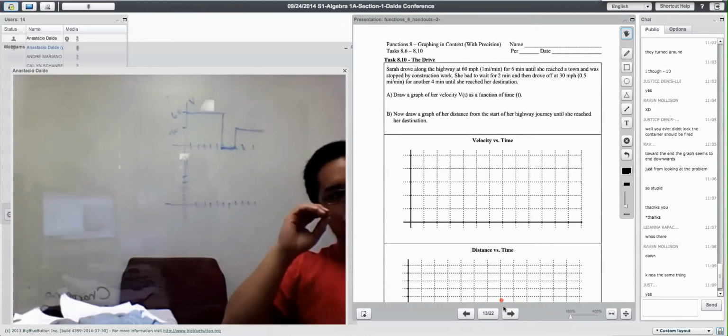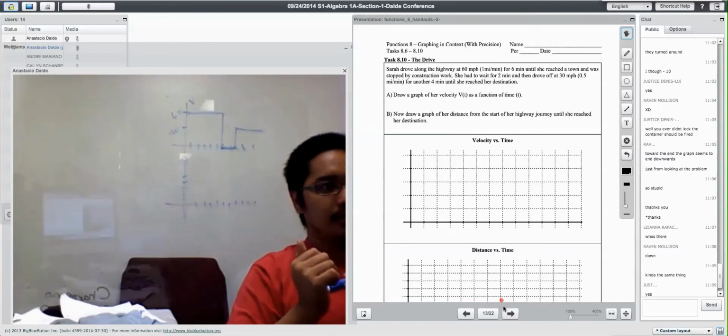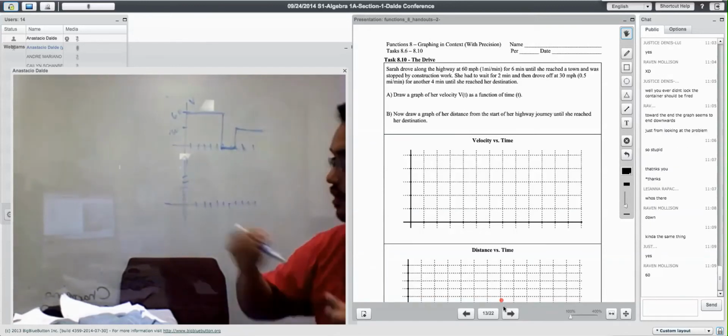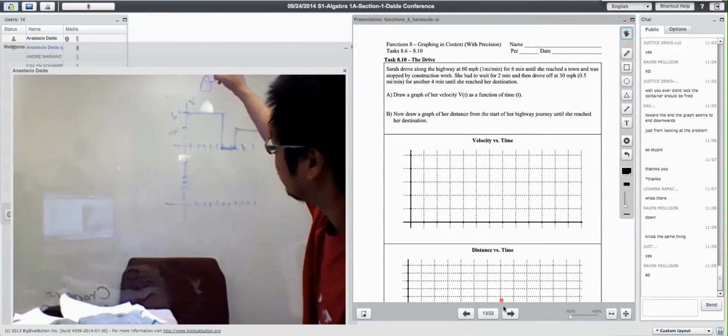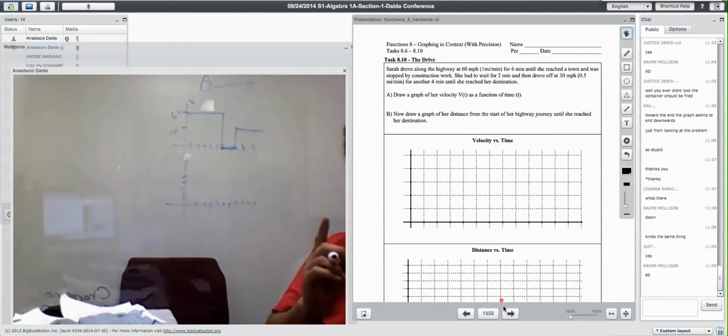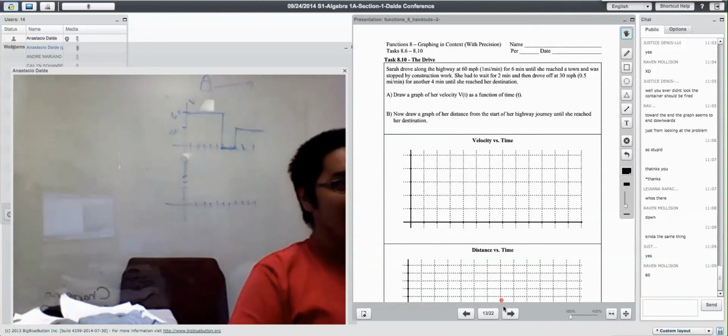At time equals 0, how far away is she? Say that she started over here at the house. And she drove. At time equals 0, how far away is she from the house? She's 60 miles away? Wait, at time equals 0? No, she's at the house.